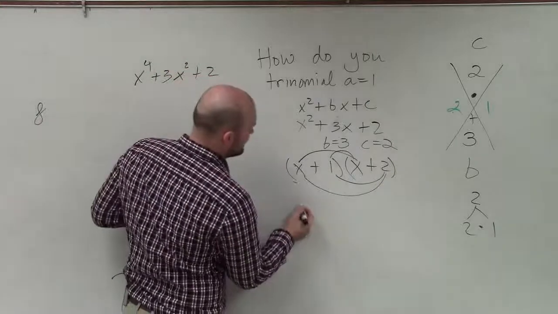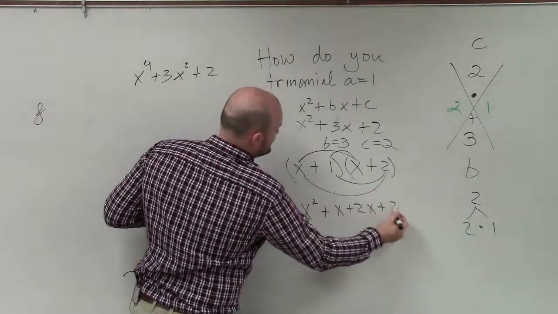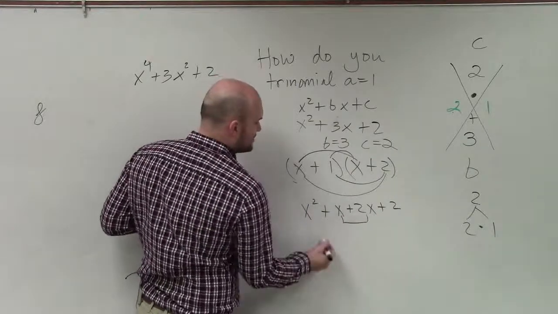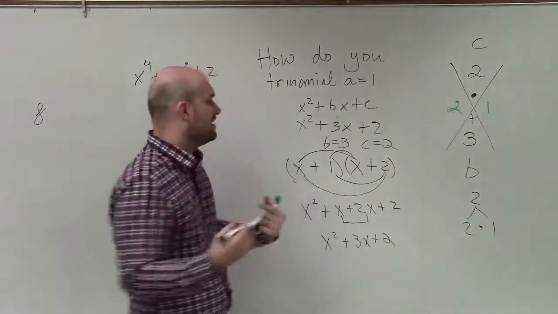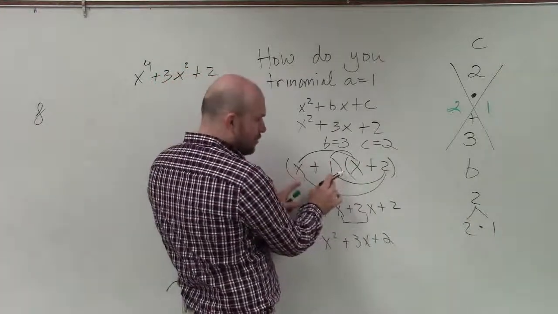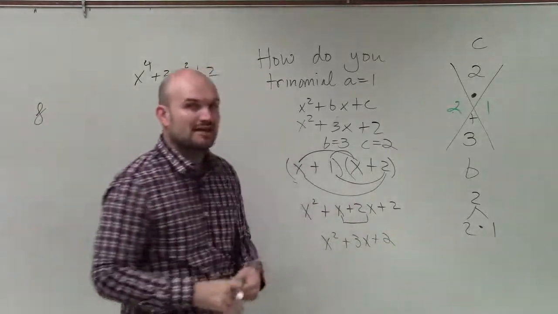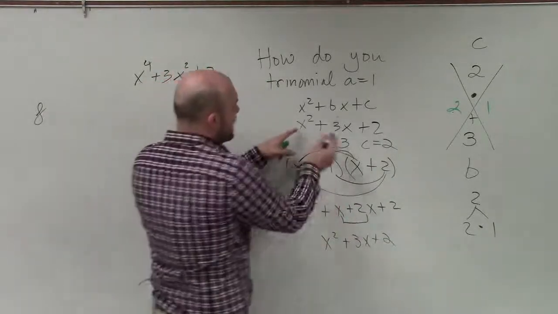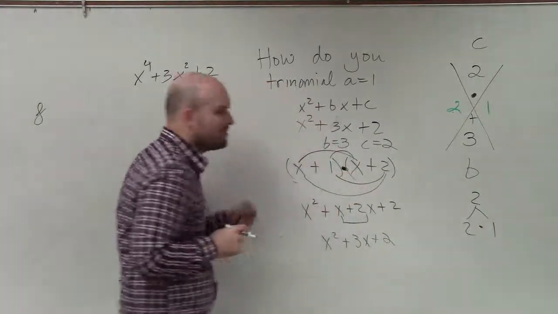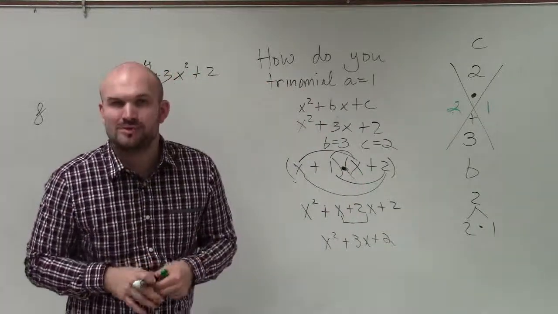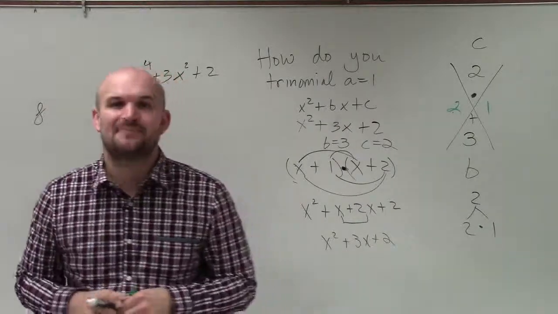So when I multiply everything, I get x squared plus x plus 2x plus 2. When I combine my middle terms, I get x squared plus 3x plus 2, where I can verify that the product of these two binomials gives us our trinomial. So I have now rewritten my trinomial as the product of two expressions, which are, in turn, binomials. So there you go, ladies and gentlemen. That is how you factor a trinomial when a is equal to 1. Thanks.